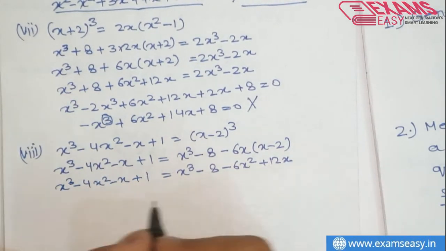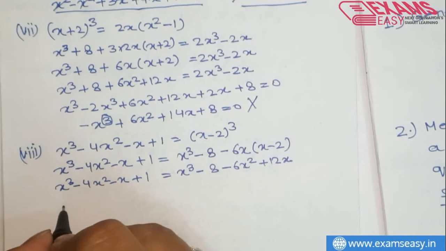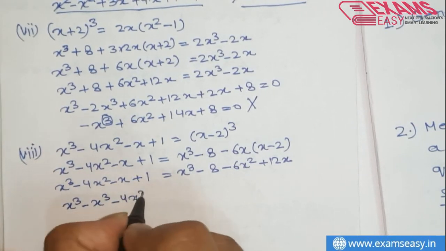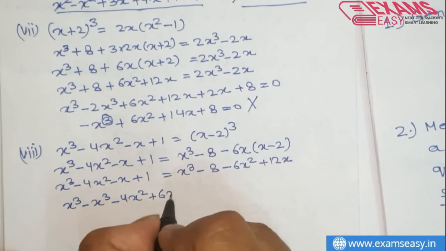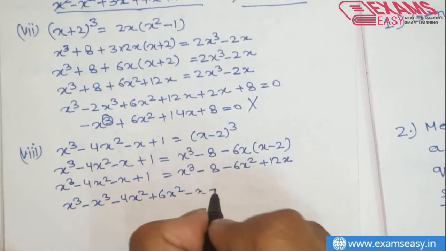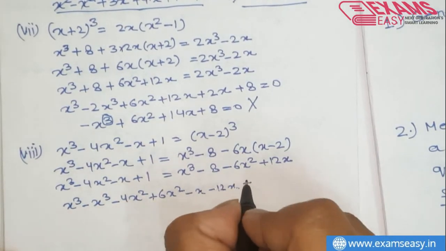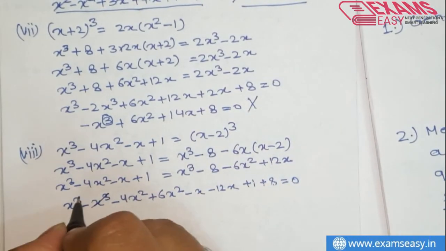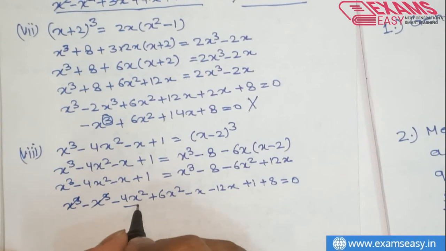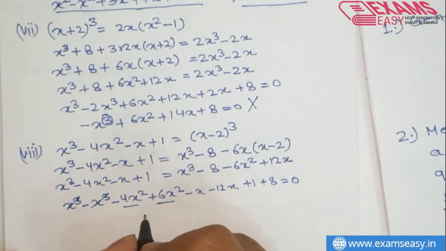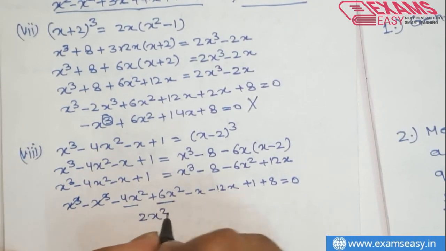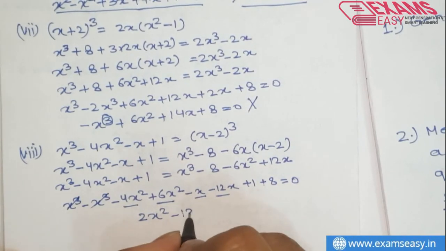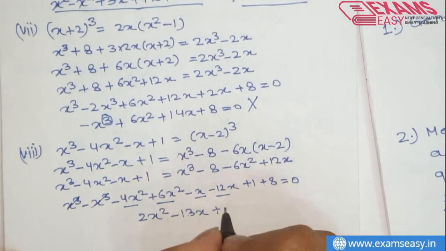Now we bring this term into the left hand side, then it becomes x cube minus x cube minus 4x square plus 6x square minus x minus 12x plus 1 plus 8 is equal to 0. This x cube gets cancelled with this x cube, then minus 4x square plus 6x square will give you 2x square, and minus x and minus 12x will give you minus 13x plus 1 plus 8, which is nothing but 9.